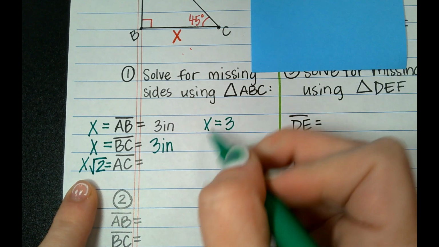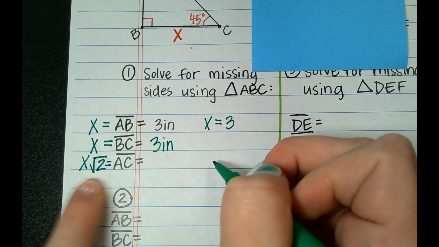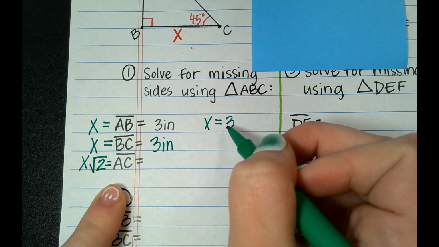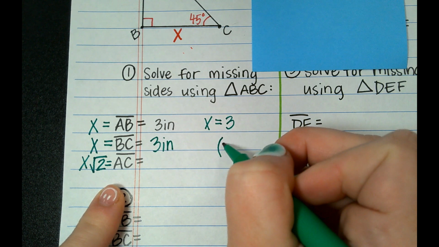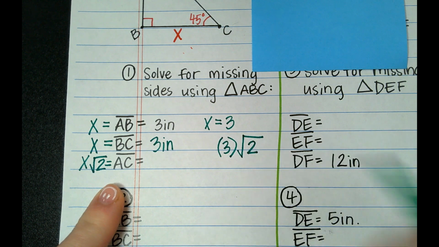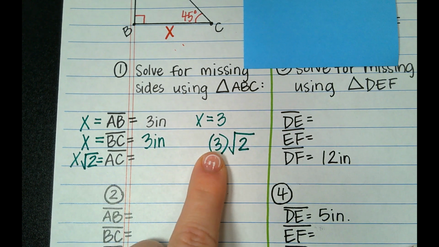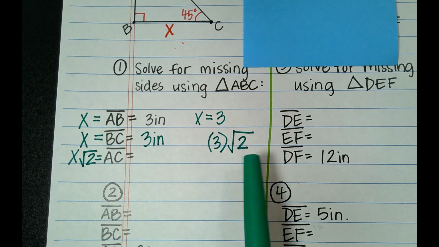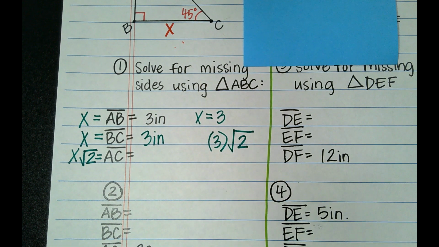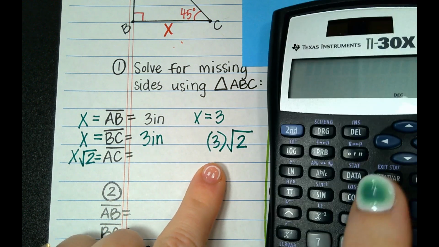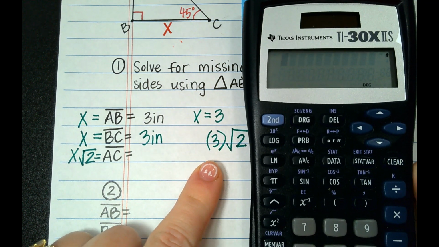So here's what we're going to do. Over to the side, I'm solving for AC. Instead of X radical 2, X is 3. So we're going to write 3 radical 2. This is where we're solving. And what's really cool is even though this is a multiplication problem, if you type this in your calculator, you don't even have to use the multiplication symbol. We'll type it in just like this.